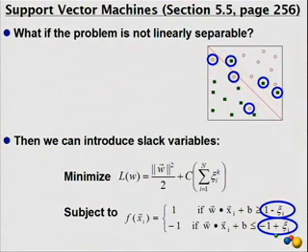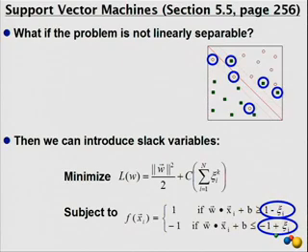So you just introduce these slack variables, and you can still do the optimization. You give yourself a penalty for every one of these guys that winds up on the wrong side, and your penalty is proportional to how far he is on the wrong side times some cost value. So that allows you to deal with problems that aren't linearly separable.